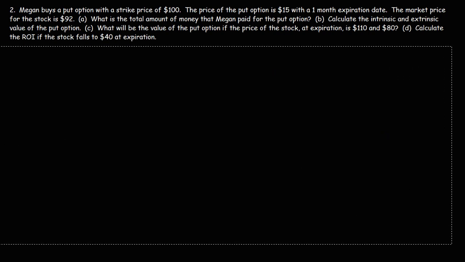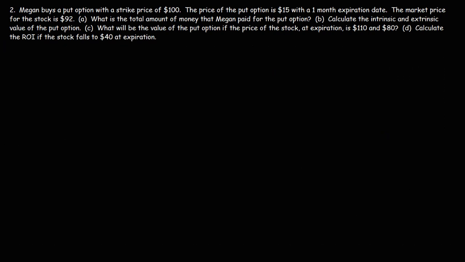Now, let's move on to number 2. Megan buys a put option with a strike price of $100. The price of the put option is $15 with a 1-month expiration date. The market price for the stock is $92. Part A. What is the total amount of money that Megan paid for the put option?